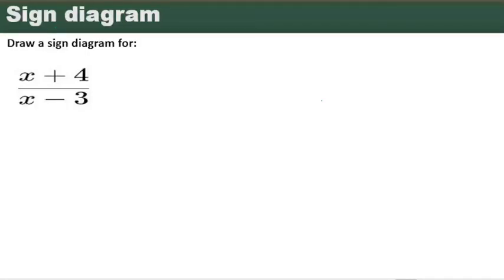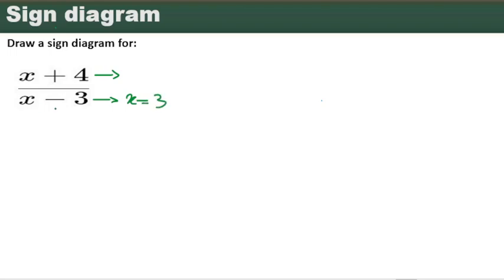Here it says draw a sign diagram for (x + 4) over (x - 3). To draw a sign diagram, which says whether the graph is above or below the x-axis, as I said, I find a critical point. That means I put my expression equals 0. Here, if I put my expression equals 0, I get x equals 3.